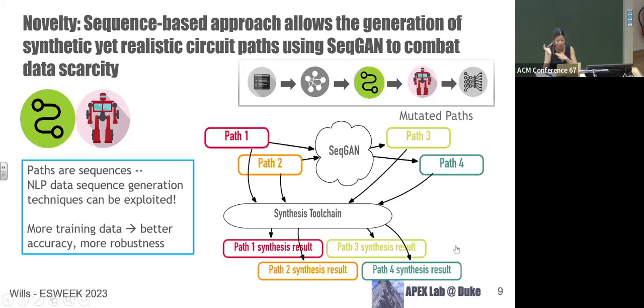So in total, we were able to sample around 700 complete paths from real designs, and we were able to generate about 3,000 of them using SeqGANs to greatly improve the accuracy and the robustness of our predictor.